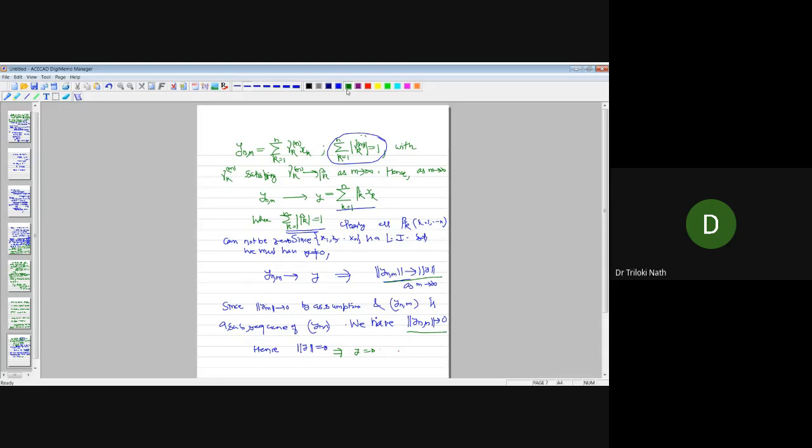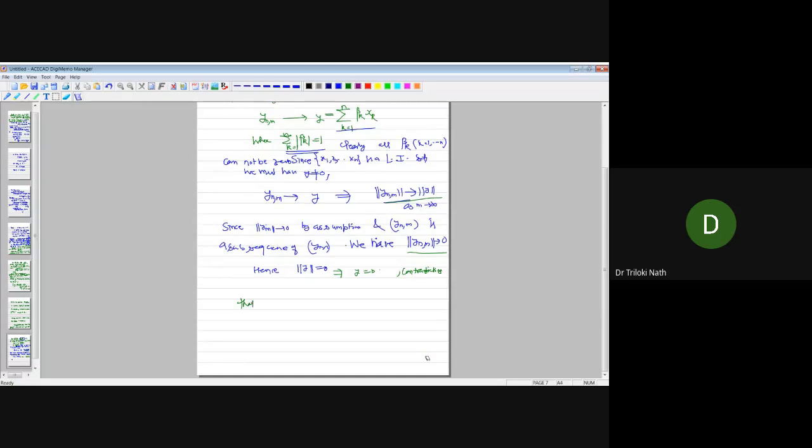This contradicts y not equal to 0, right? So let me write this: contradicting that y is not 0. This establishes the result, and the lemma is established. So today we are done.